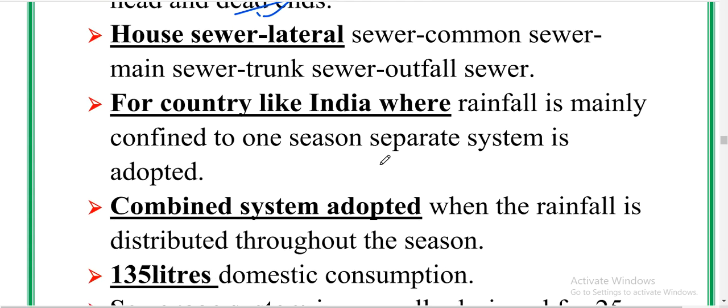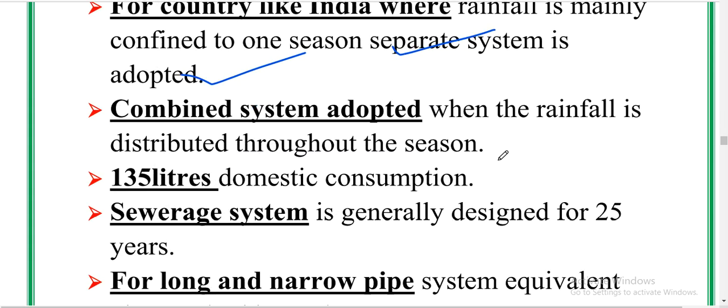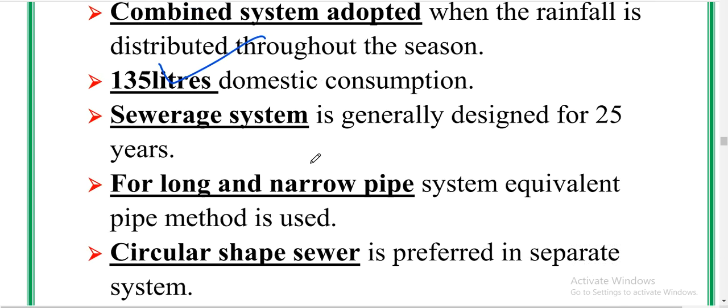For countries like India, where rainfall is mainly confined to one season, separate system is adopted. So in India we use the separate system. Combined system is adopted when rainfall is distributed throughout the season. 135 liters is the domestic consumption per head per day.